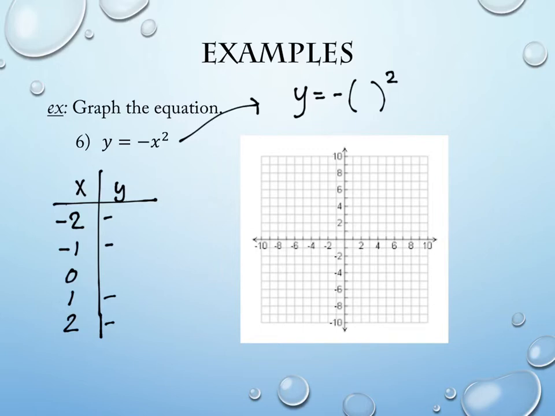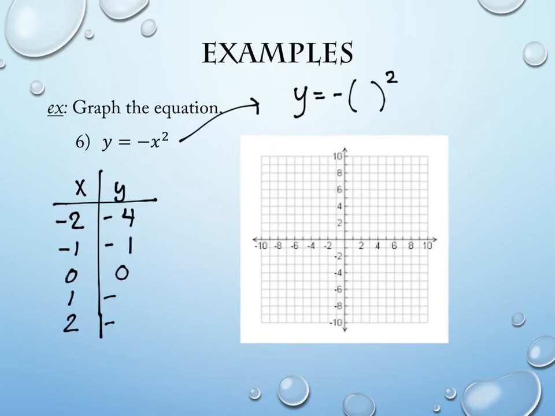All right, so if I take the number negative 2, what is negative 2 squared? 4. And then I multiply it by the negative, making it a negative 4. What is negative 1 squared? 1. And then multiply by my negative, making it a negative 1. 0 squared? 0. And then the opposite of 0 is still 0. How about 1 squared?